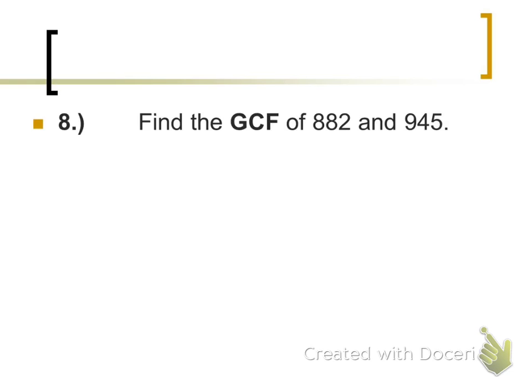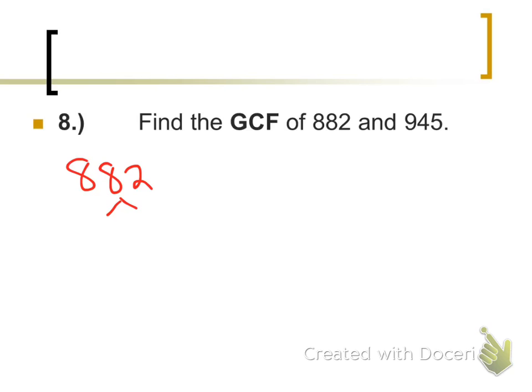We are asked to find the GCF of 882 and 945. Now, these are two numbers that personally I do not want to list out all of their factor pairs, starting with 1 times 882 and working my way up. That's going to take way too long, and I'm probably going to miss one of those pairs at some point. So instead, we are going to do the prime factorization of it.